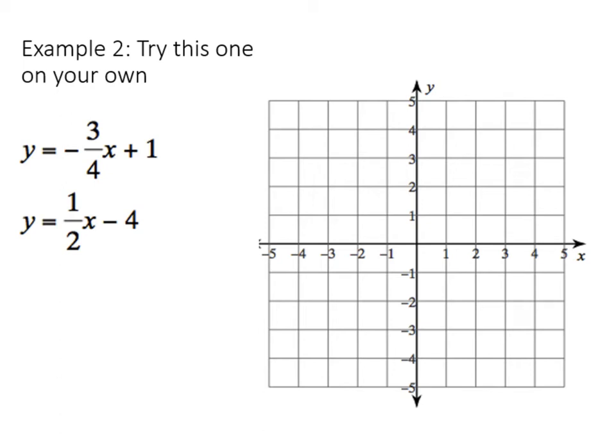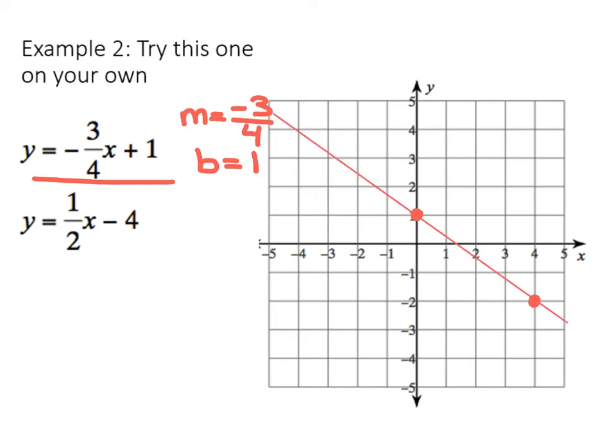Now, in order to graph the first equation, we can first identify that our slope is negative 3 over 4, and our y-intercept is 1. So I can plot my point on the y-axis, go down 3 and over 4, and draw in the line. For the next equation, we're going to follow the same process.